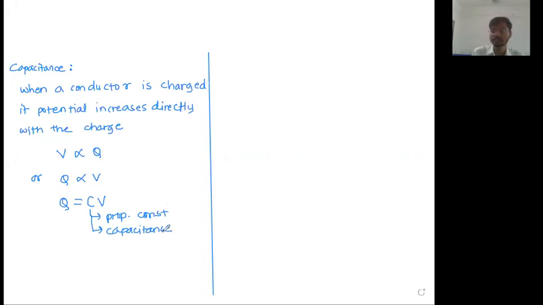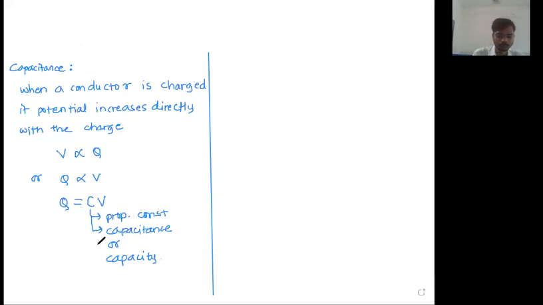Resistance of the resistor, just like that, capacitance of the capacitor. It is a proportionality constant called capacitance, or directly called capacity. Now it's a constant. This value is fixed for a given conductor. Not on the material, because if it is a conductor, material will not matter. It depends on the shape, size, and the surrounding medium.